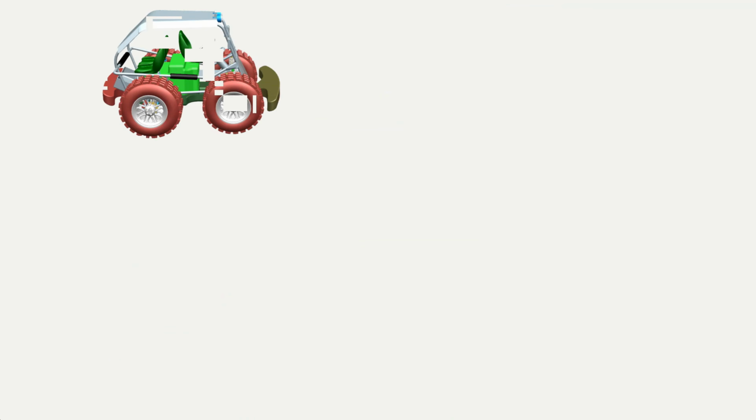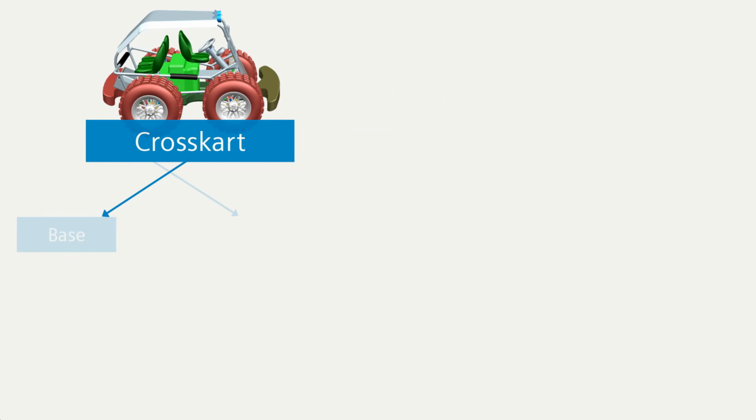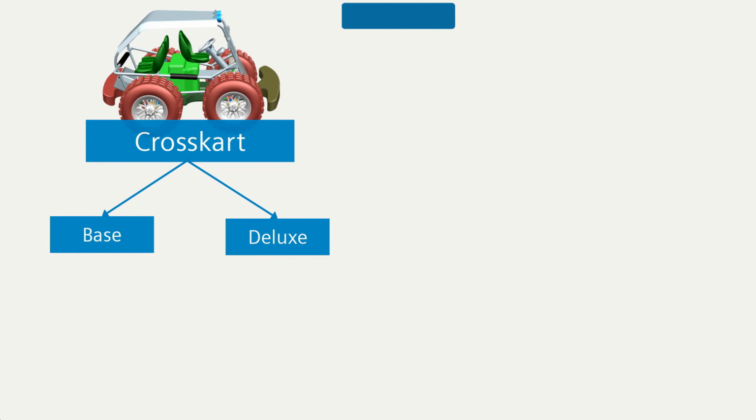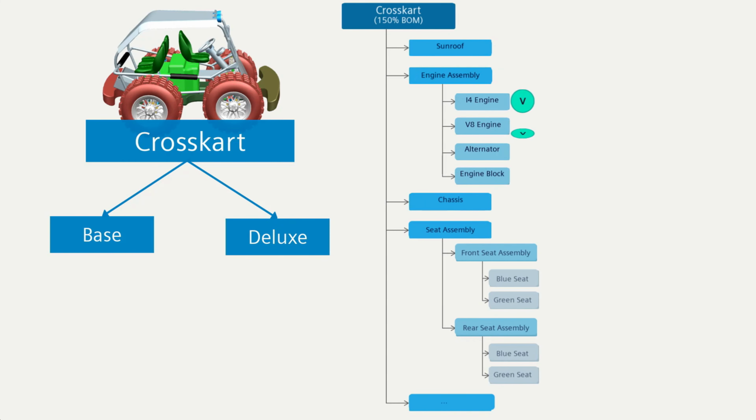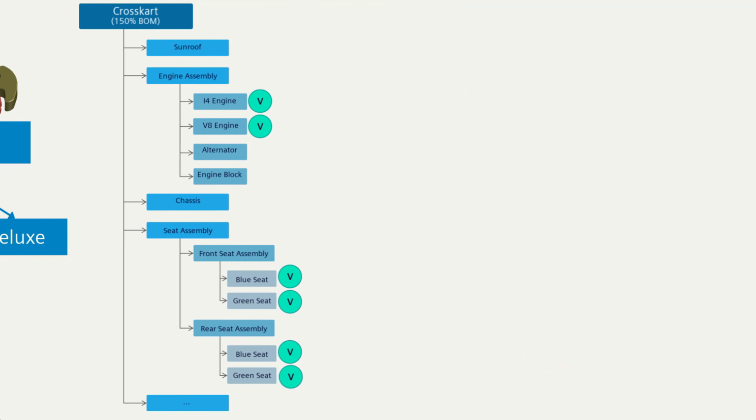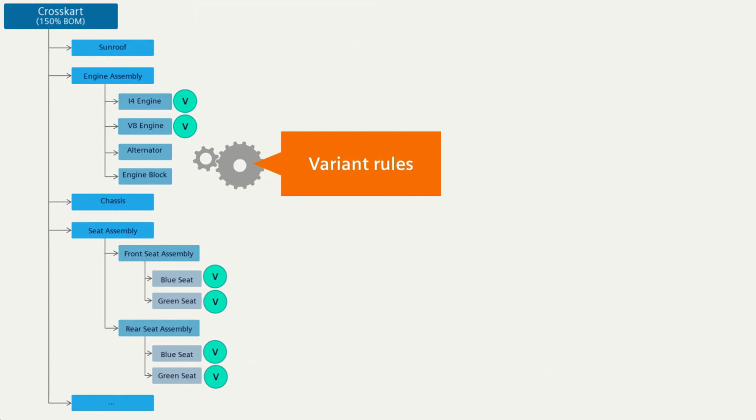Let's try to understand solution variants using a product, Crosscard, that has two variants, Base and Deluxe. Both these variants are managed within a single variable structure. To derive the base variant, you apply a valid configuration. This is based on the variant rules already set in the configurator for Crosscard.